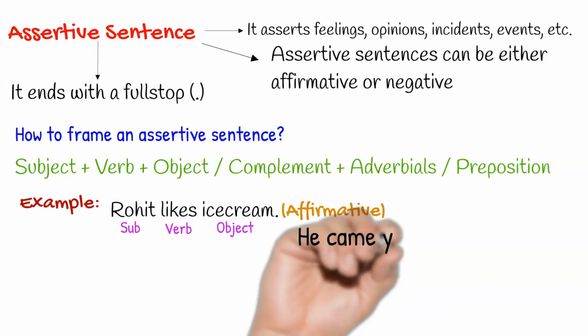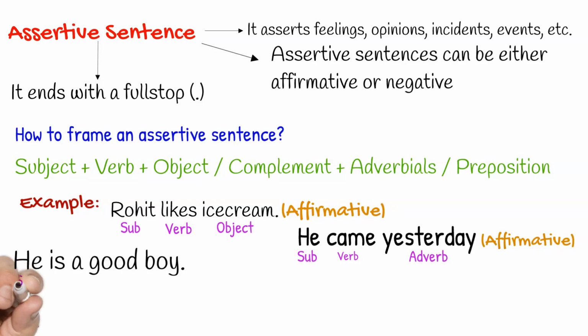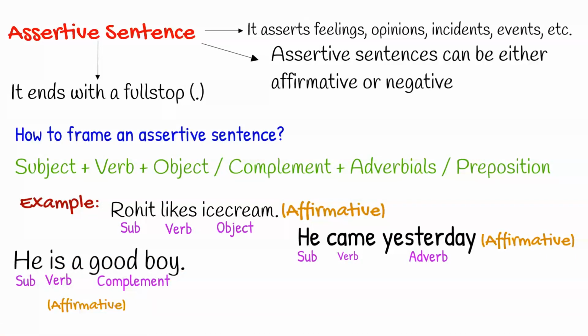Next. He came yesterday. In this sentence, the subject he is placed first, which is followed by the verb came, the adverb yesterday placed after the verb to modify it. This sentence is affirmative. Next. He is a good boy. Here, the subject he is placed at the beginning, and it is followed by the linking verb is. Linking verb links the complement to its subject. Subject complement describes its subject. Here a good boy is the complement of the subject, and it describes the subject, that he is a good boy. The sentence is affirmative.